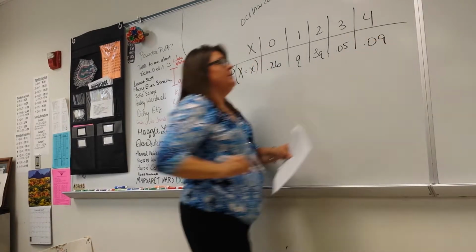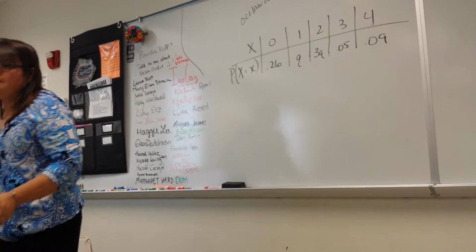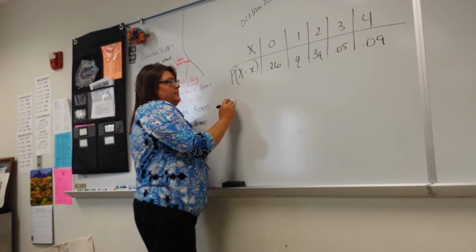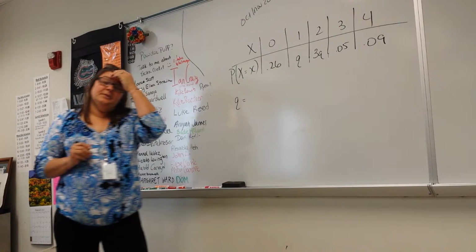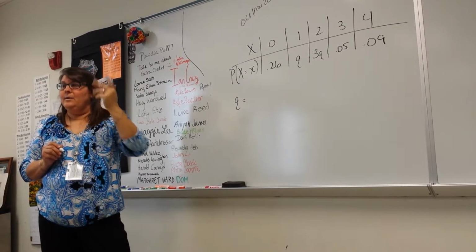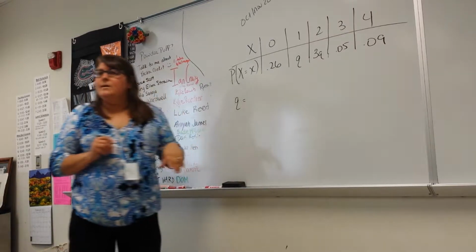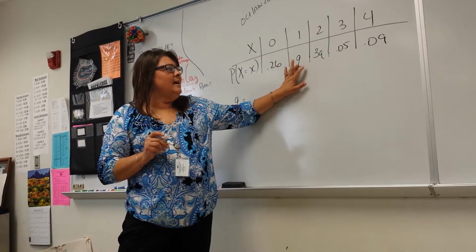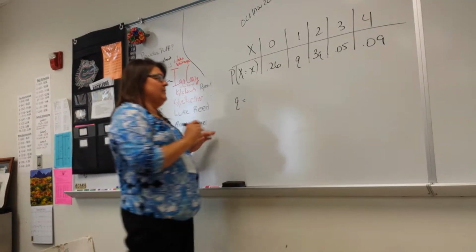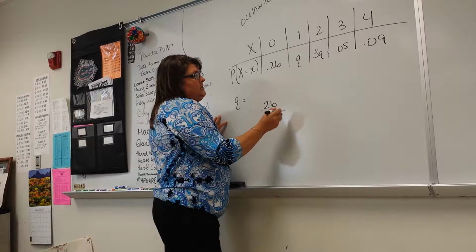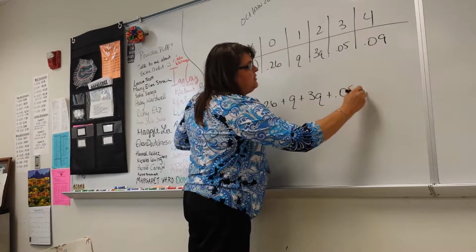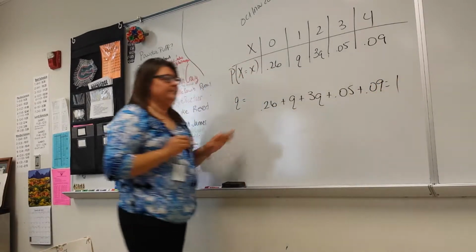Fast forward to what Nick said: if the first part of this question says, I want you to find Q, how is Nick going to accomplish that? Add them all up. Set it to 1. Perfect. I think you also had another one in your worksheet that had 2 unknowns. We'll have to talk about that one later. So 0.26 plus Q plus 3Q plus 0.05 plus 0.09 is 1.